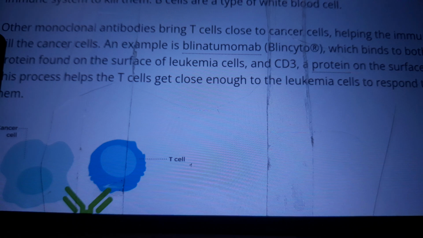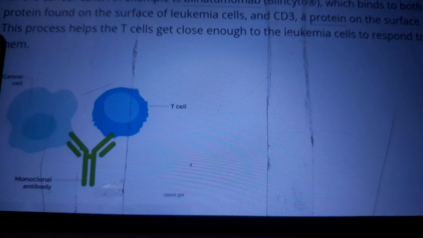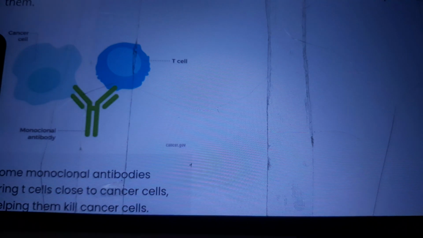B cells are a type of white blood cell. Other monoclonal antibodies bring T cells close to cancer cells, helping the immune cells kill the cancer cells. An example is blinatumomab, or Blincyto is the trade name. Blinatumomab is the generic name, and Blincyto is the registered brand name. It binds to both CD19, a protein found on the surface of leukemia cells, and CD3, a protein on the surface of T cells. This process helps the T cells get close enough to the leukemia cells to respond to and kill them.